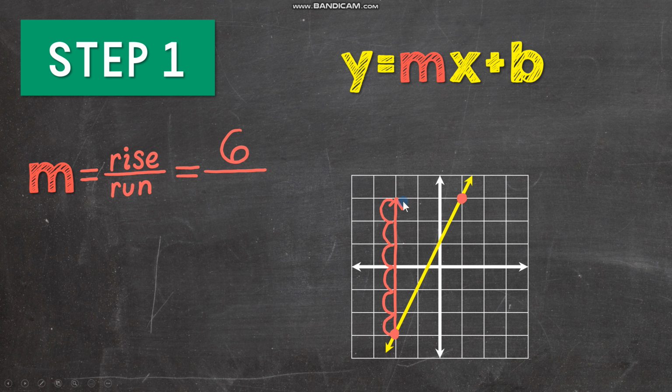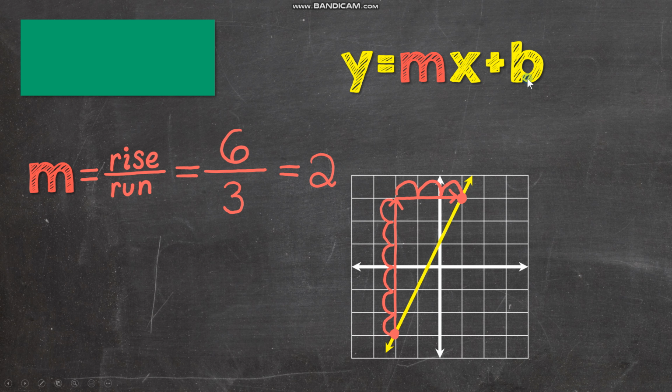To find run, I ask myself, how much do I have to go left or right? I got to go right. I got to go right 1, 2, 3 units. So my run is 3. We can simplify 6 divided by 3, that's just 2. So we found our slope. Our next step is even quicker. We have to find the value of b.